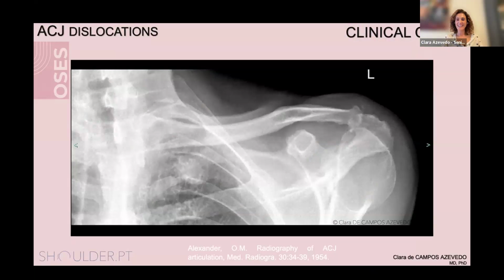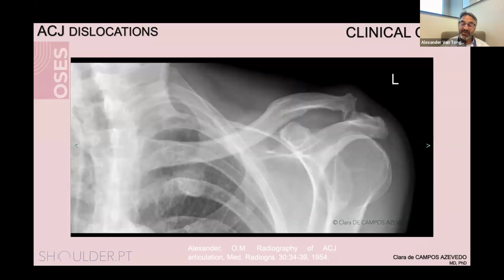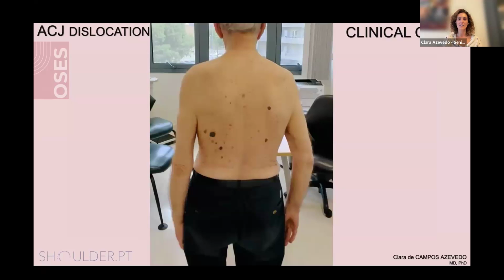So at 7 weeks, the guy had an Alexander view. This is the first image the technician gives me of the Alexander view. What do you think? What about this? Overriding, yeah. It's overriding, so he did have an AC joint dislocation.